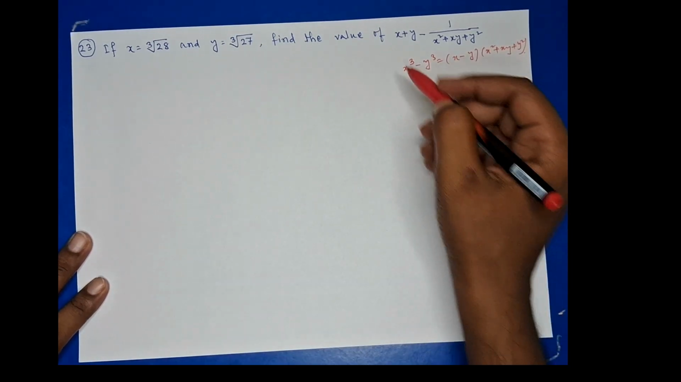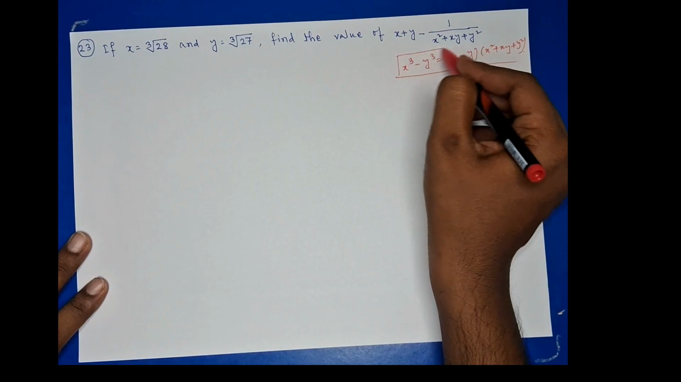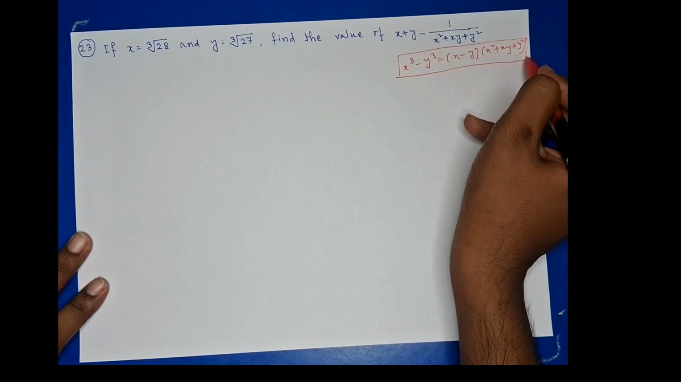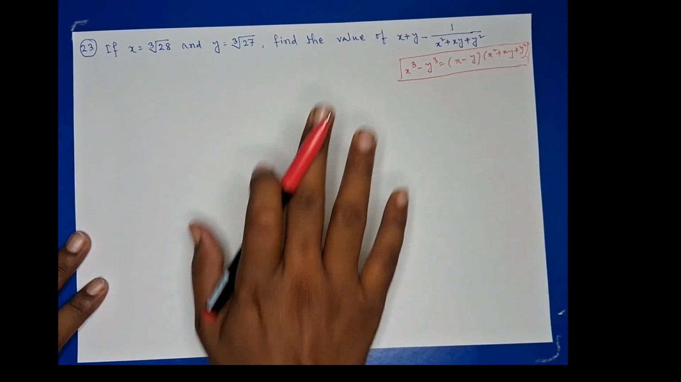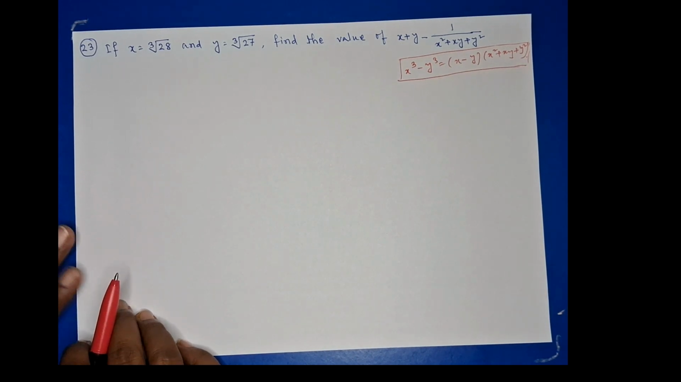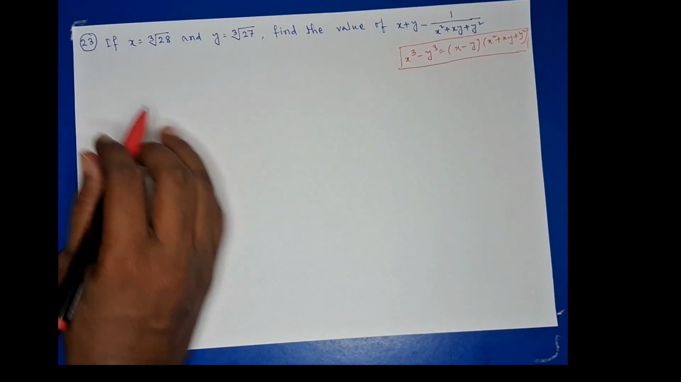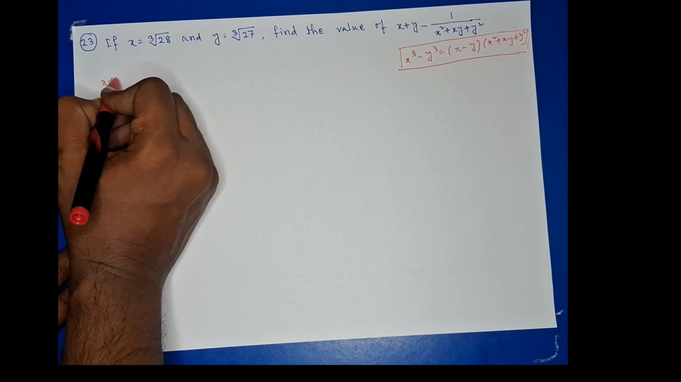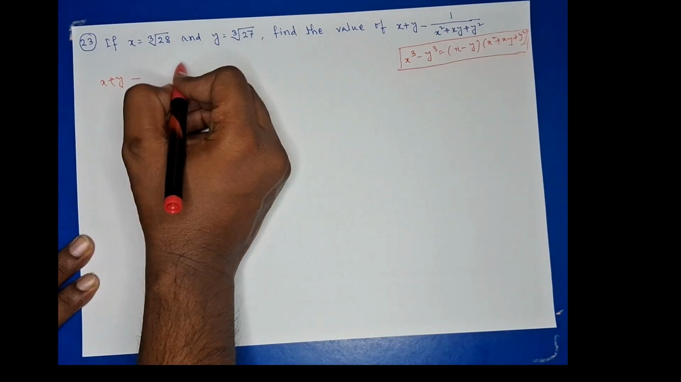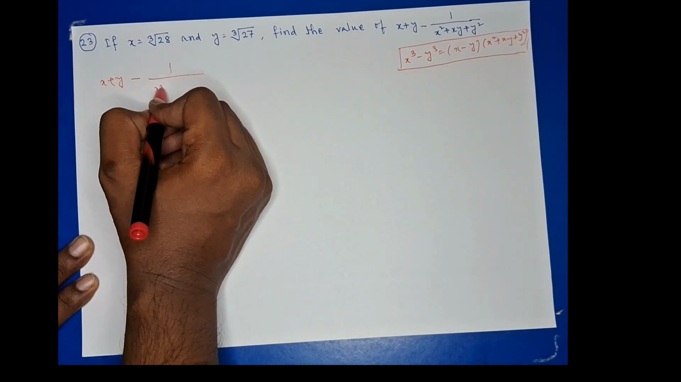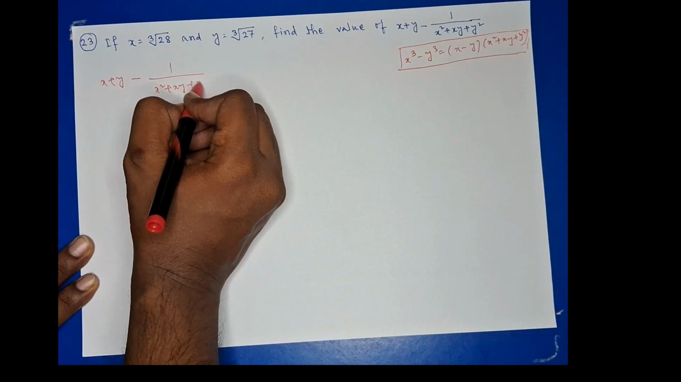Just remember this formula. This formula is needed to solve this problem. And now see how I am solving this problem. x plus y minus x square plus xy plus y square.